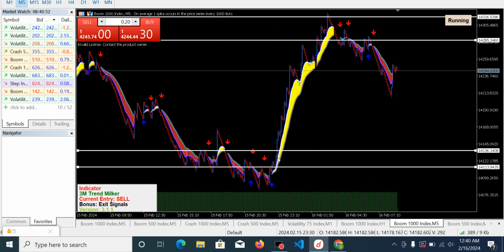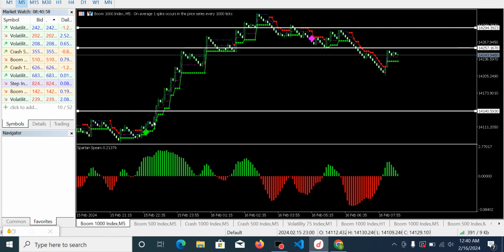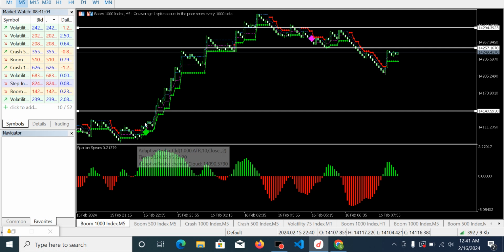Okay, this uptrend, we got a green flag around there and we got a buy signal around there. Are we also having the same thing here? We got an uptrend signal around here, then we also got a buy signal around there. So we are having the same thing, so definitely we can go in and trade.